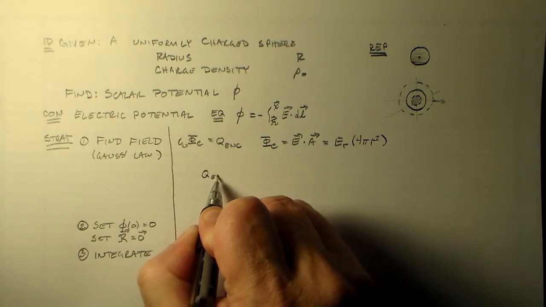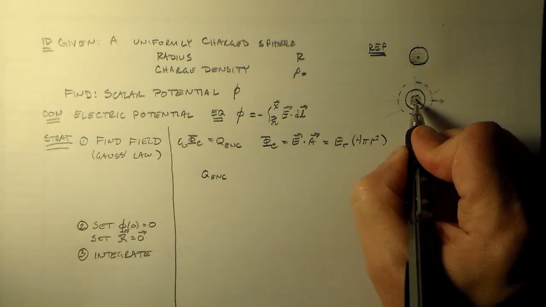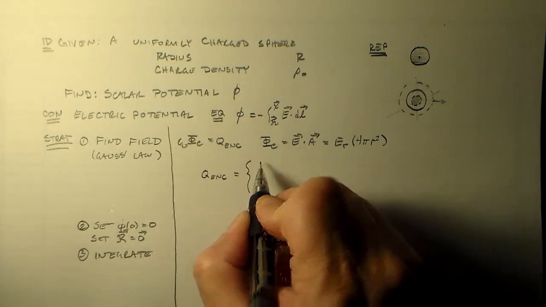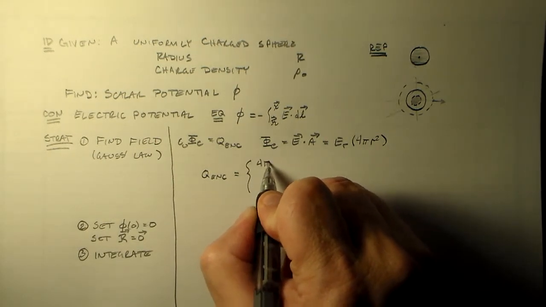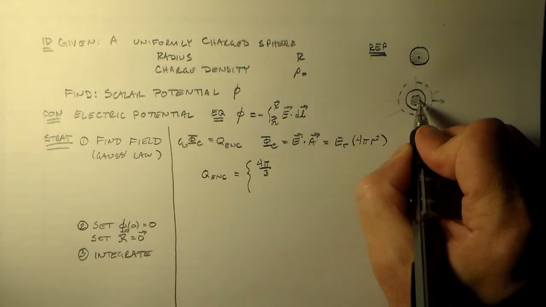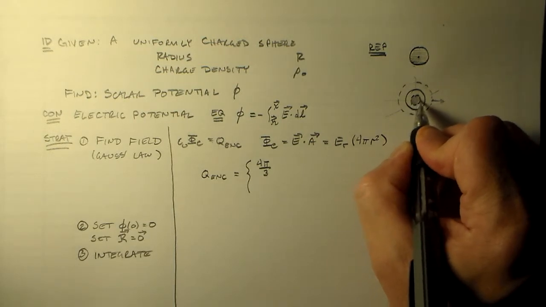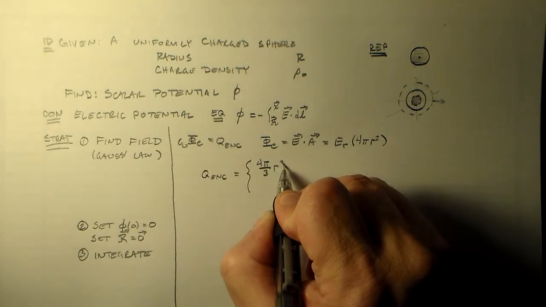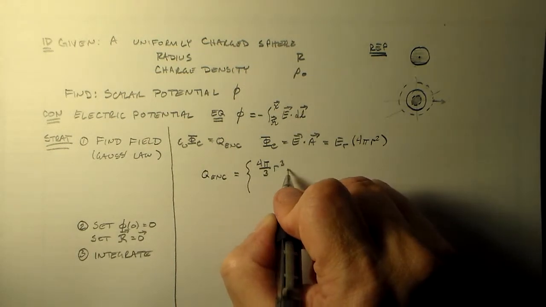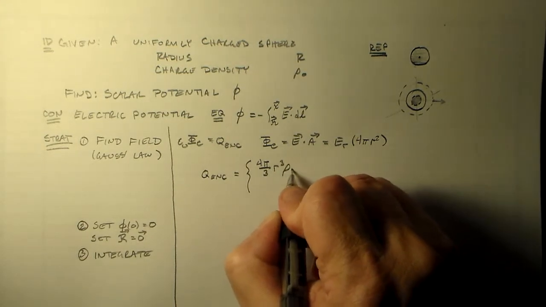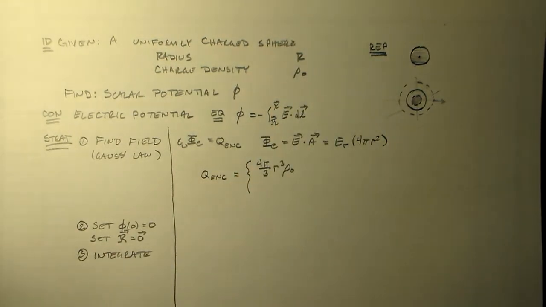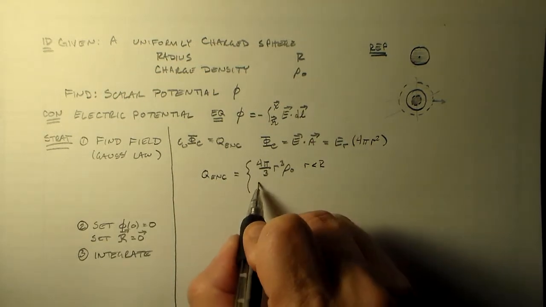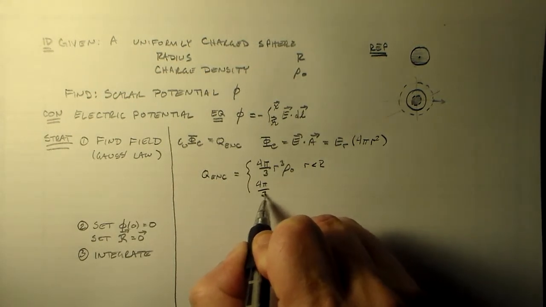The enclosed charge is a little bit different. Like I said, we have this case in here. So when we're on the inside, the enclosed charge is the volume of the Gaussian sphere. So we use this little r. So it's 4 pi over 3 r cubed times rho naught, the charge density. So that's on the inside. And on the outside, we have 4 pi over 3.